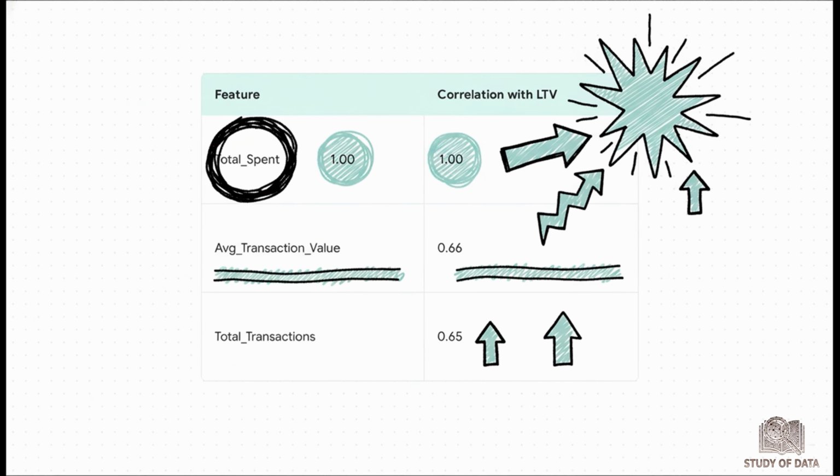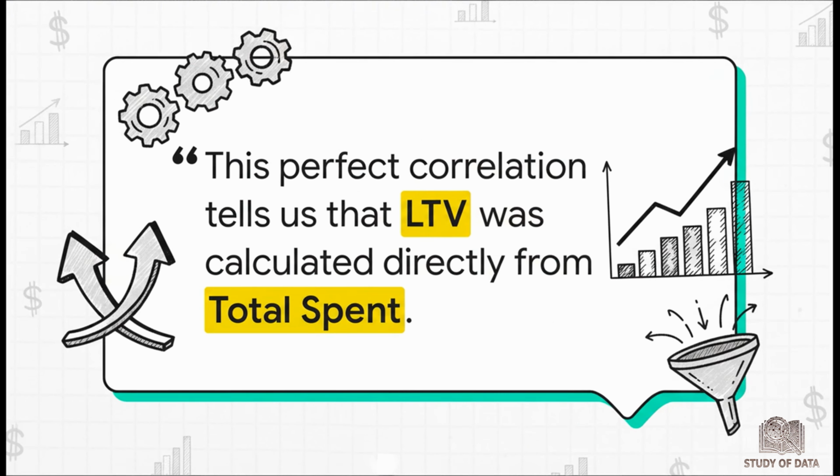Total transactions and average transaction value both have really strong positive correlations, right around 0.65. But then you get to total spent, and it's a perfect 1.00. That's as strong as it gets. Now, hold on. In a real-world project, seeing a perfect 1.0 correlation would set off all kinds of alarm bells. It's a huge red flag for something called data leakage, which basically means the answer to the test is already in the data. But since this is a synthetic data set, it's not a mistake. It just tells us how LTV was created. And for what we're doing, that's totally fine. We want to see if our model can leverage these super obvious signals.